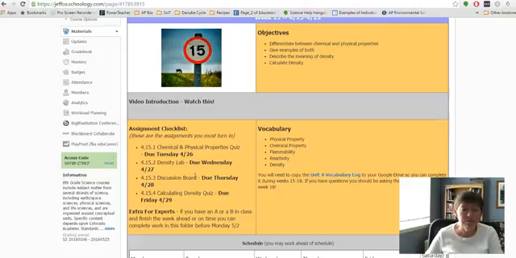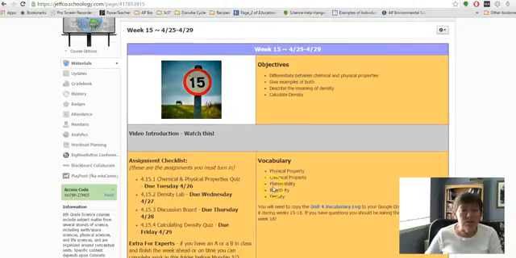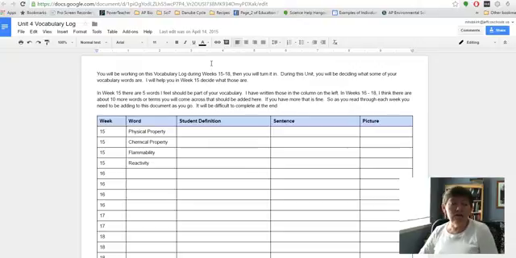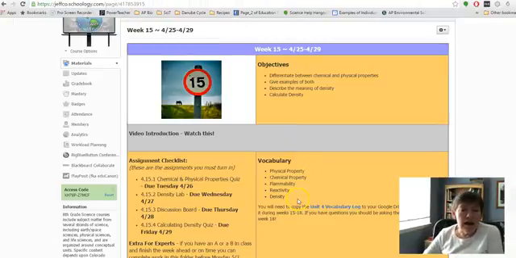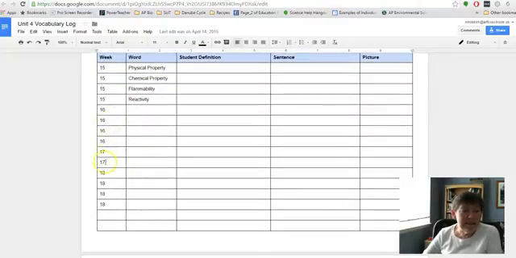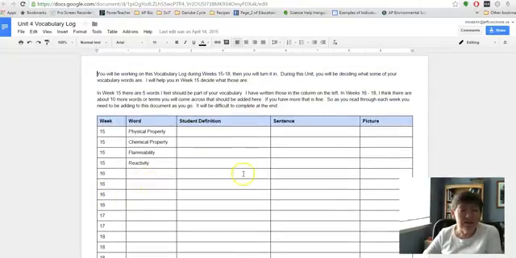The vocabulary for Unit 4 is going to work a little differently than the Unit 3 vocabulary. There's a log here I want you to open up, and then copy over to your science folder, or you can make a new Unit 4 folder. Every week, you're going to add words to this. I helped you out for week 15, but in weeks 16, 17, and 18, you have to add words. You have to put in a definition, use the word in a sentence, and also include a picture.